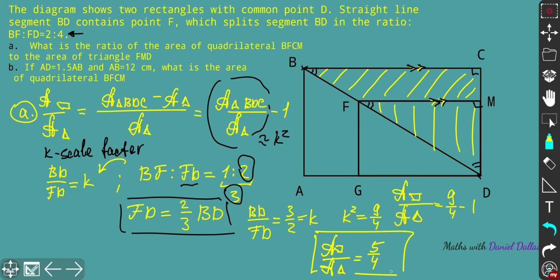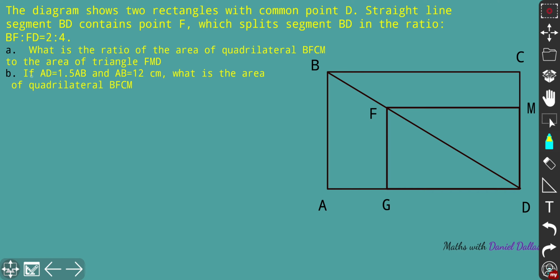So what about question B? Let's fix this answer and move to the next line. If AD is 1.5 AB, so we fix that: AD is 1.5 of AB, and AB is 12. So that's why we need to fix that side. That side is actually 12 right now.